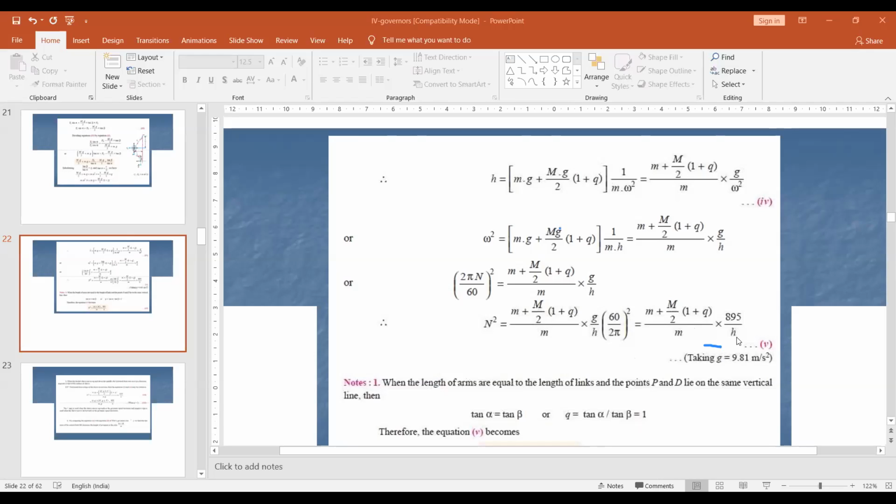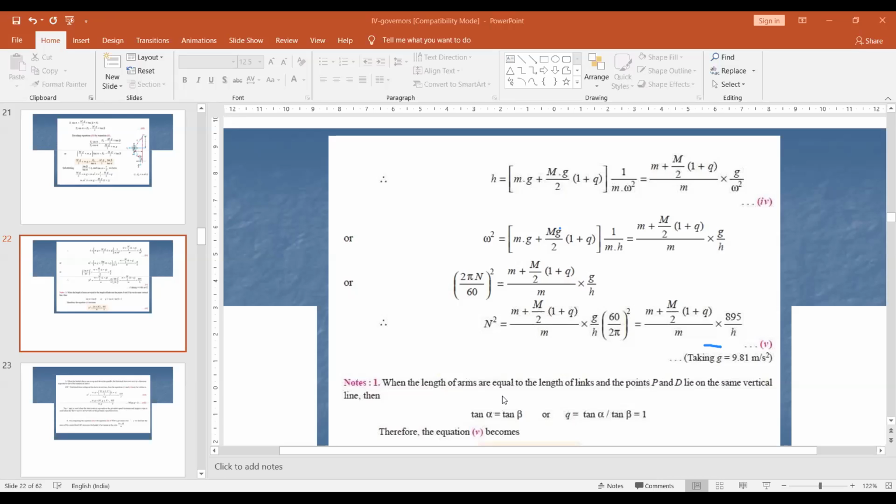Okay. So here we have determined the h value, the relation between h and n, the speed. Okay, so that is there. And the thing is, why do we take the q value? Just all of you observe.